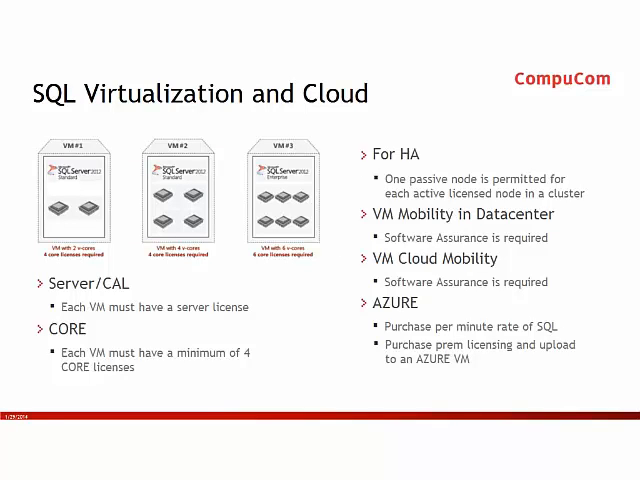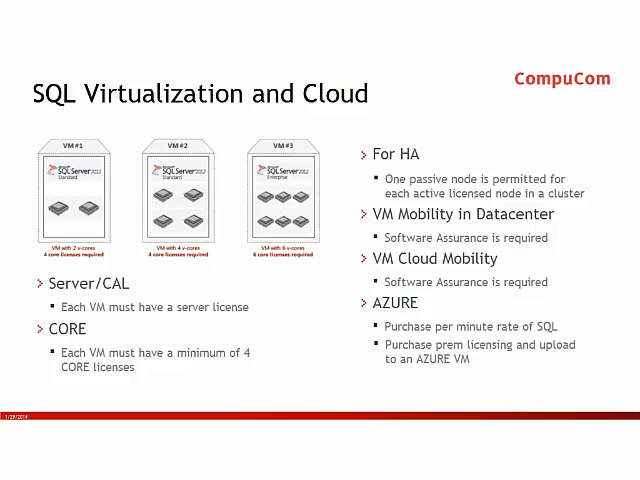A little on the virtualization and cloud piece in SQL. I talked about the server and CAL, and I talked about core. For the Server CAL mode, each instance of SQL Server will require its own server license, even if it's a virtual machine. In core mode, again, each VM must have a minimum of 4 core licenses for those instances. Now, if you're running a high availability type environment, a cluster, you are allowed to have 1 passive node for every active licensed node in your cluster. That's fairly self-explanatory, but in that kind of example, you are allowed to do that with 1 license as opposed to having to buy 2.